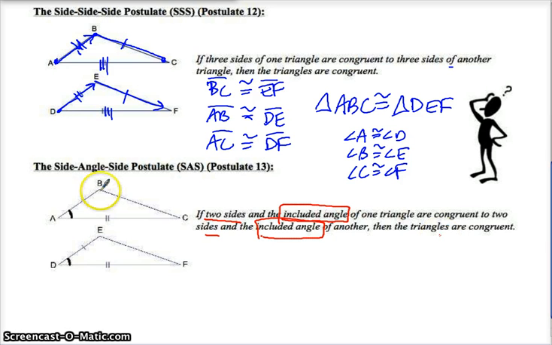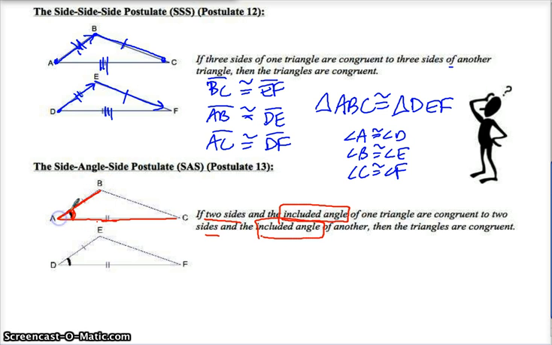So look, here's a side AB, here's a side AC. What is their included angle? It's angle A, because that's the one connecting those two vertices together. That's the one in between them.